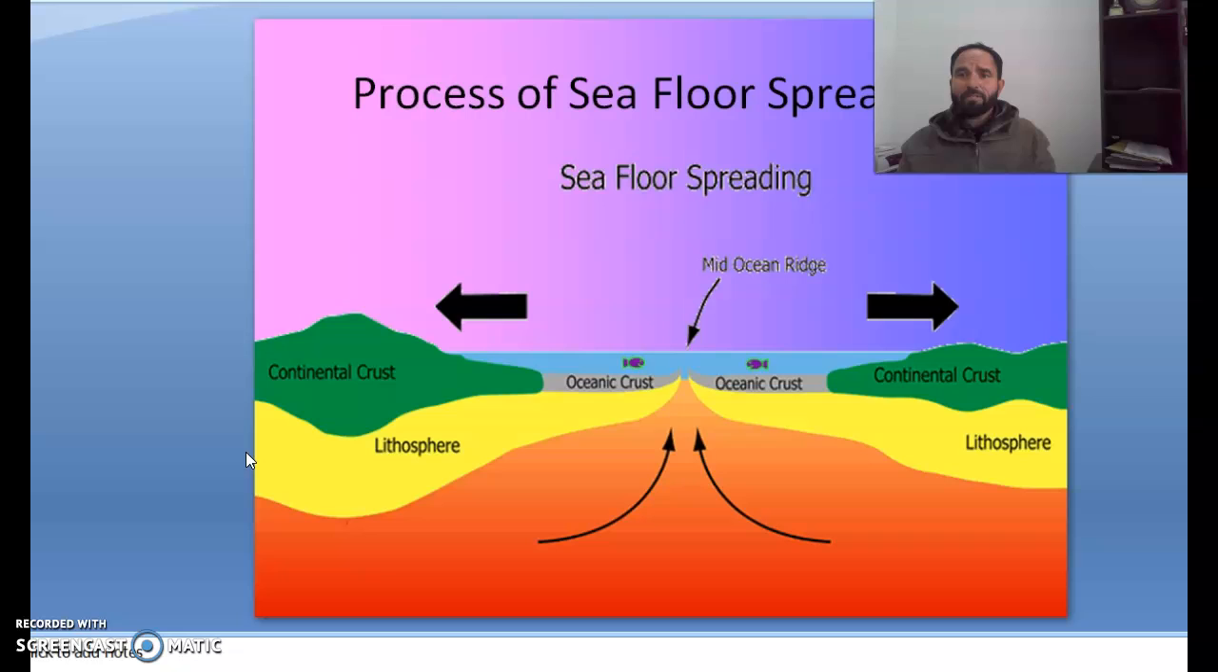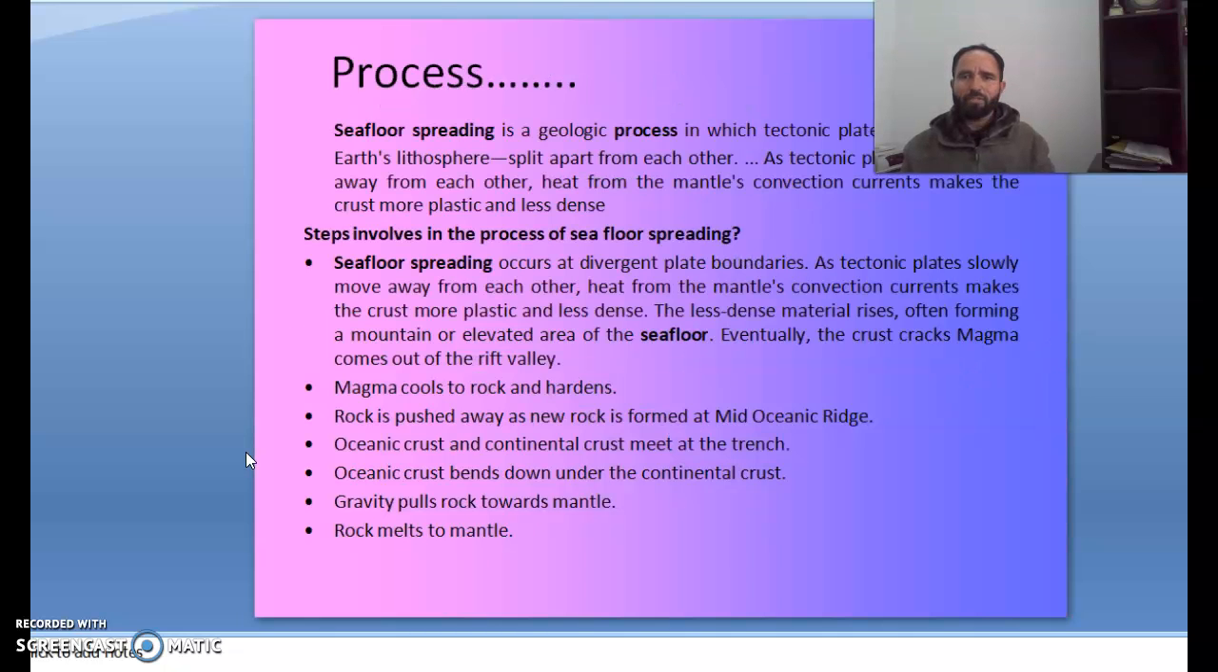Now, what is the process involved in seafloor spreading? Seafloor spreading is a geological process in which the tectonic plates, large slabs of the Earth's lithosphere, split apart from each other. As the tectonic plates move away from each other, heat from the mantle's convection currents makes the crust more plastic and less dense. Seafloor spreading occurs at divergent plate boundaries.